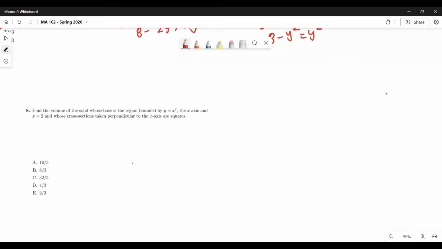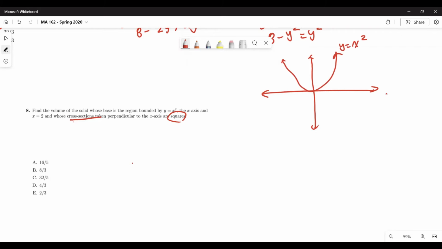Okay, so this question is, find the volume of the solid whose base is the region bounded by y equals x squared, the x-axis, and x equals 2, and whose cross-sections taken perpendicular to the x-axis are squares. Okay, that's the important part, cross-sections are squares. And let's draw the curves. y equals x squared looks like this.